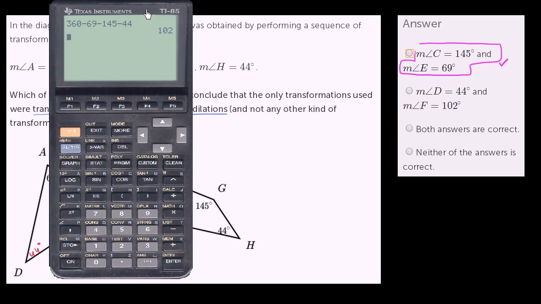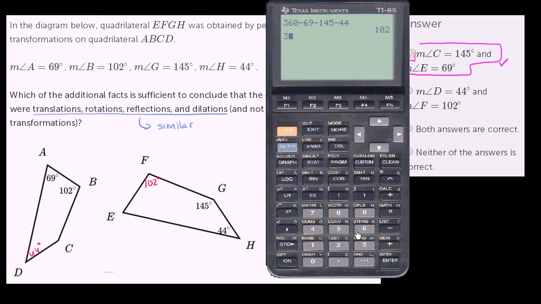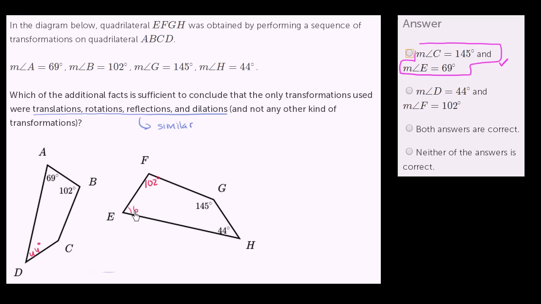We can get our calculator back out. It's going to be 360 minus 102 minus 145 minus 44, which is equal to 69 degrees. So this right over here is 69 degrees. So notice 102 degrees, then 69 degrees, then 44 degrees, 102 degrees, 69 degrees, 44 degrees. And so this last one has to be 145 degrees, just like this one. If three of the angles are the same, that fourth one has to be the same.